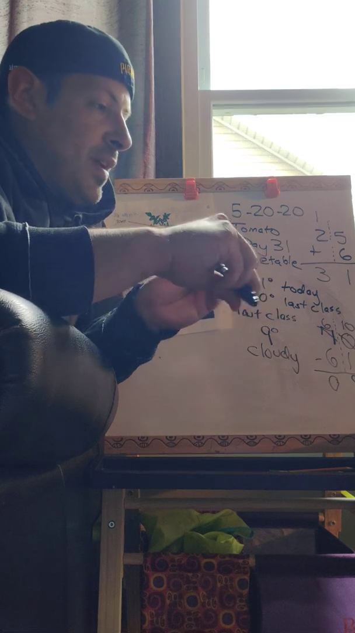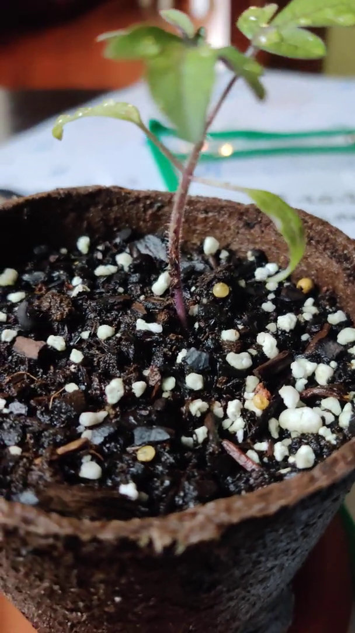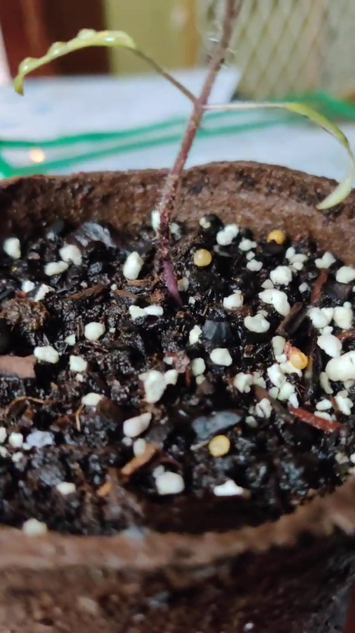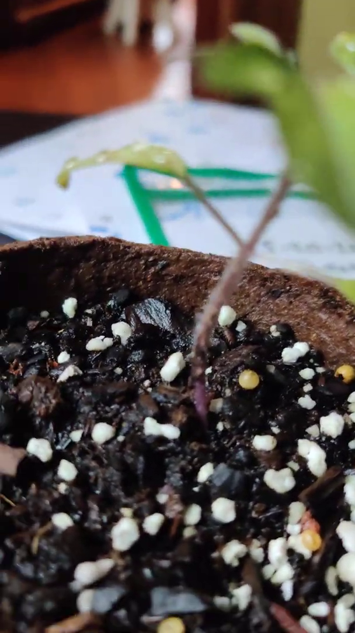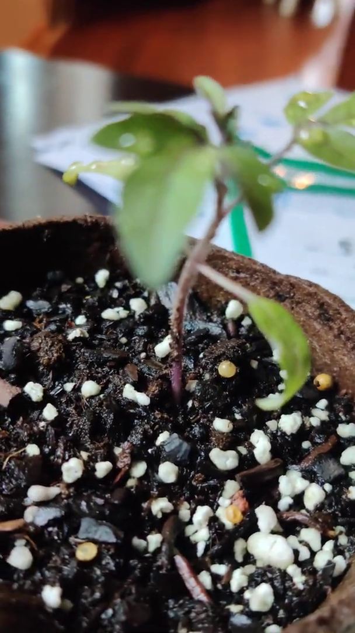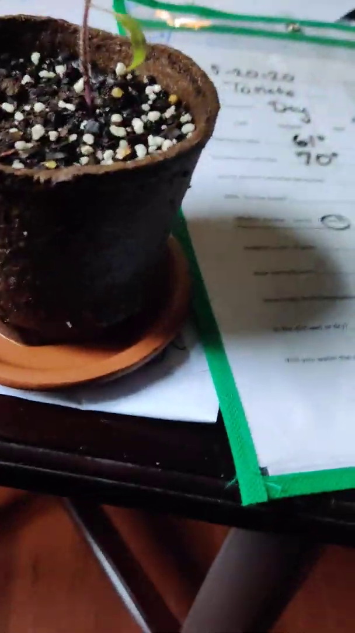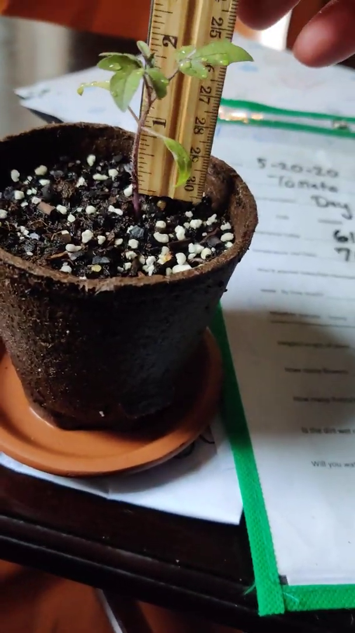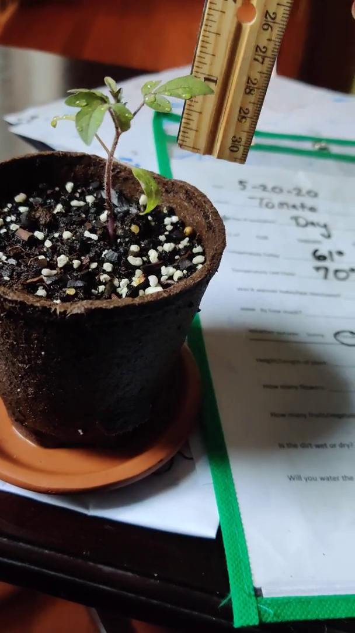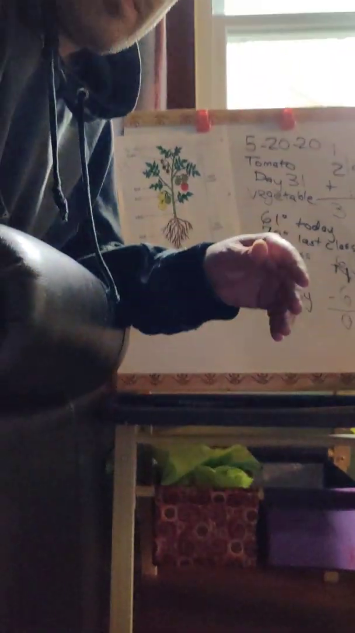Alright, let's check out our plants. So you see that stem is purple. I think it's a little reddish, pinkish. And now we have our leaves. So let's see if we could do this measuring with one hand. So we're at 2 inches. And it's super muddy. Two inches.